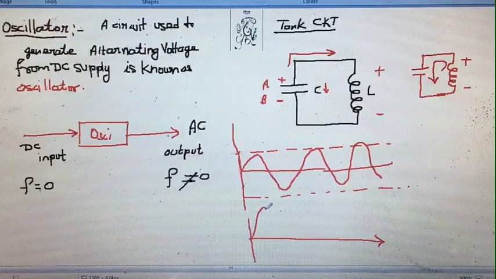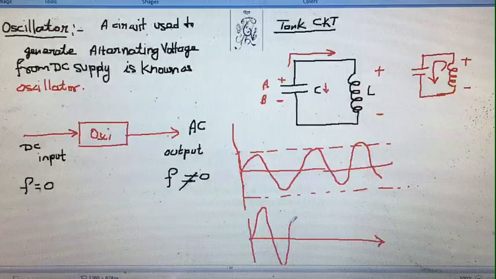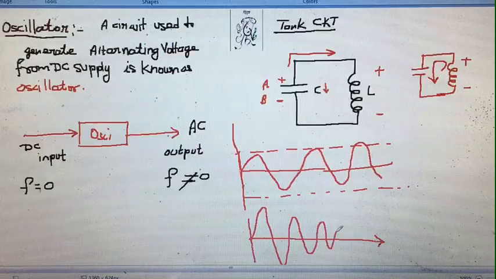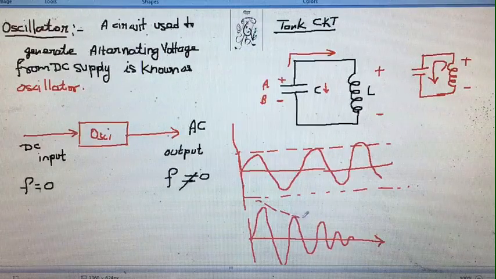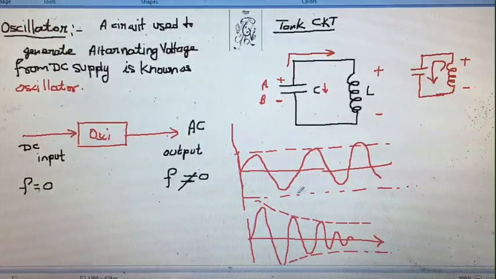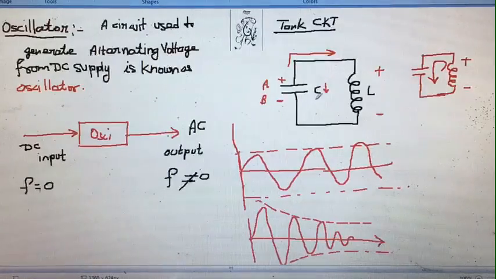So the initial output will be high and again lower, it becomes lower than its previous value, then the amount of output will decrease with loss of energy in the resistance, and this kind of damping is known as underdamped. It means that some energy is being lost inside the resistance, so the output is an underdamped signal.